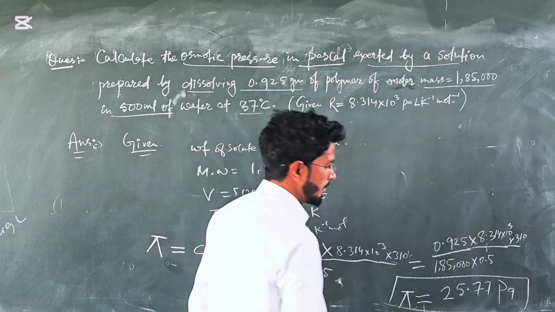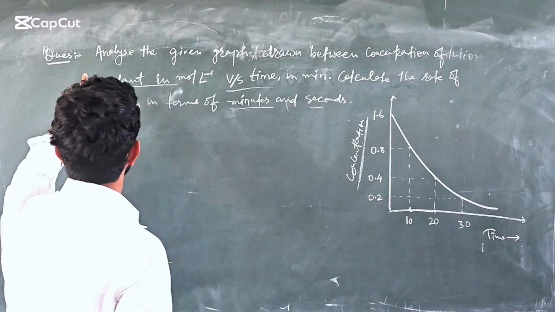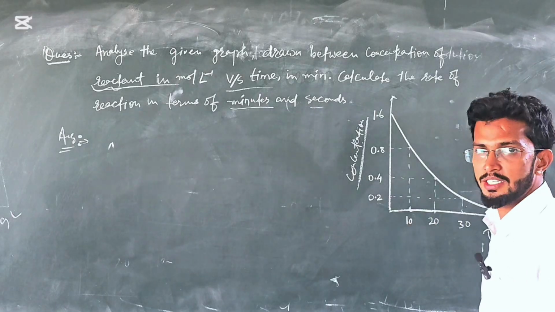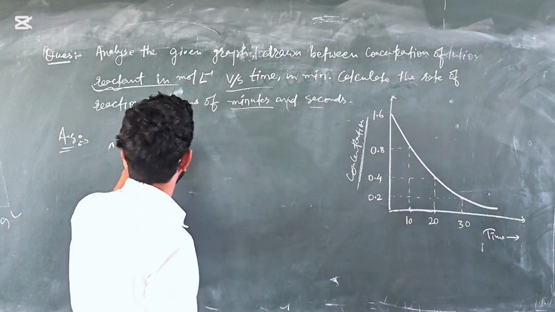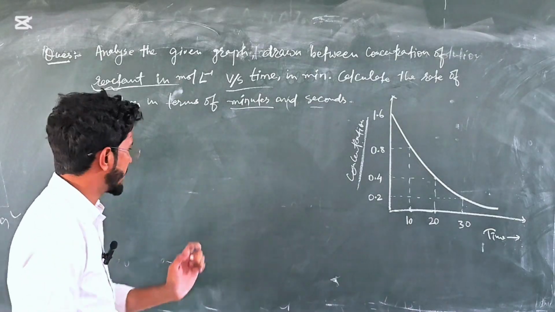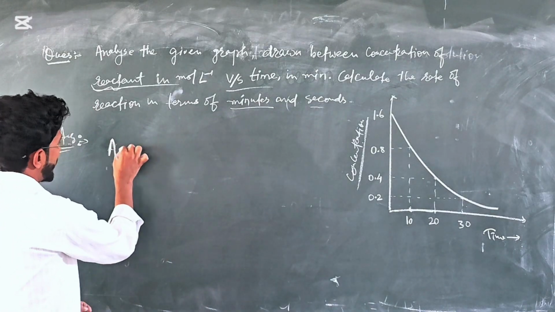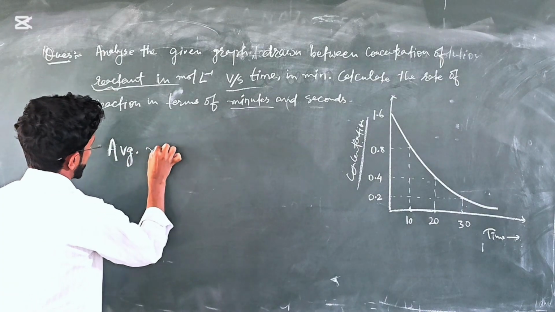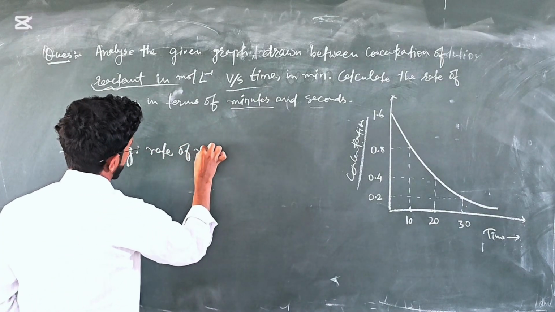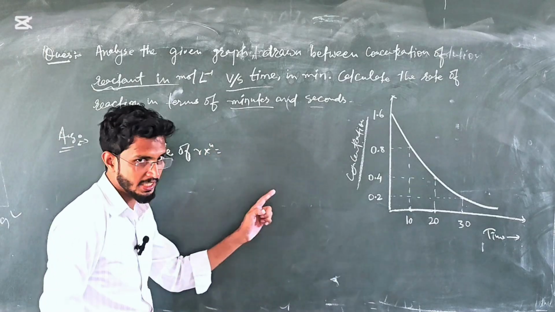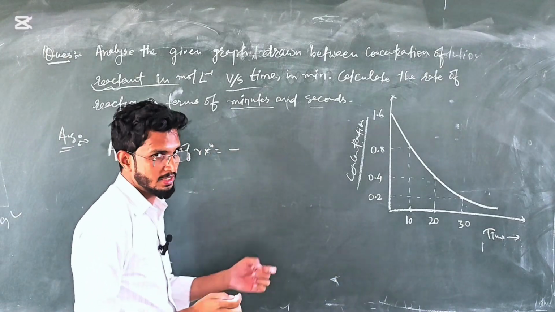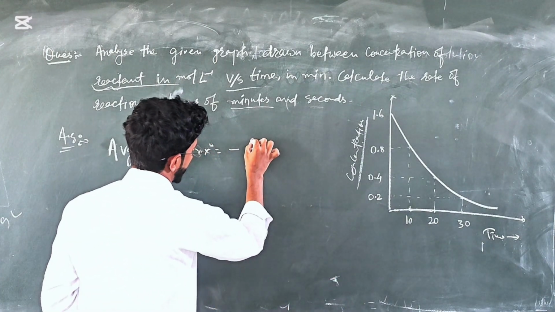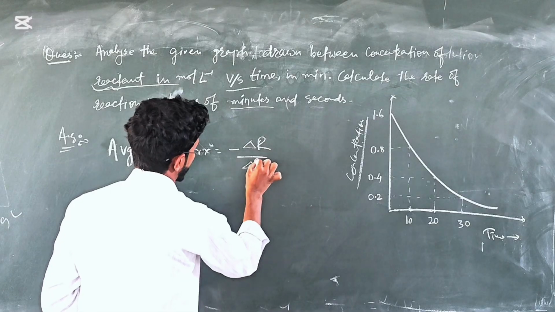Hello student, now next question. It is given: analyze the given graph drawn between the concentration of reactant in mole per liter versus time in minutes. Calculate the rate of reaction in terms of minute and second. How can we calculate? Simply by using the formula of average rate of reaction. For a reactant we use a minus sign, because the concentration of reactant decreases with respect to time. That's why for reactant it is minus delta R upon delta t.